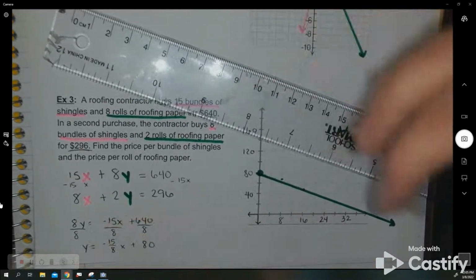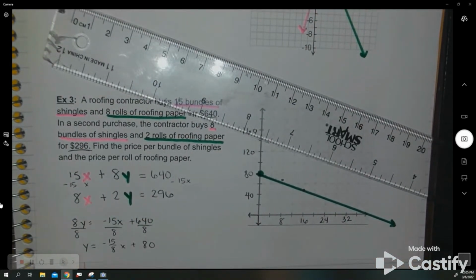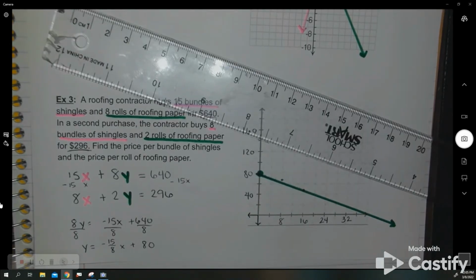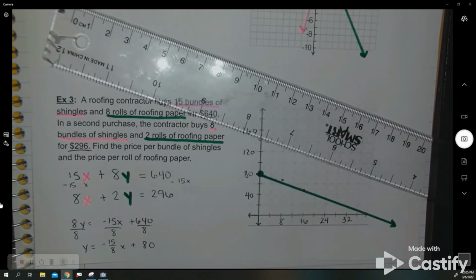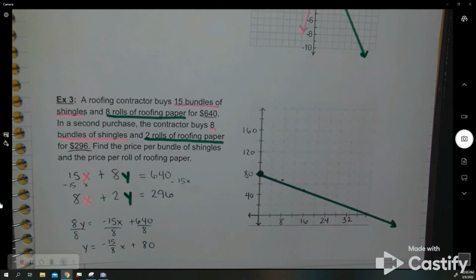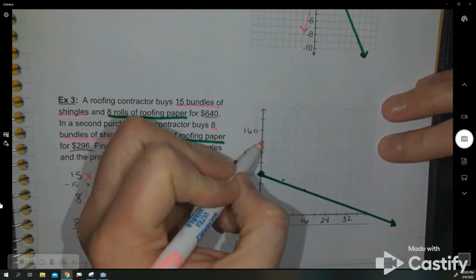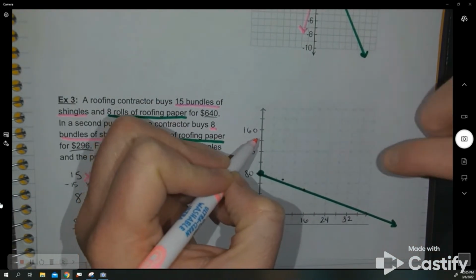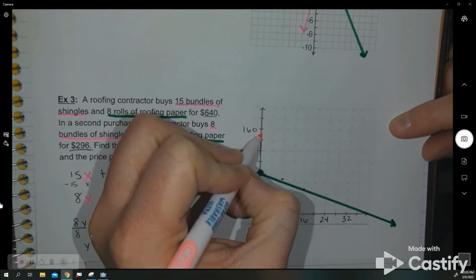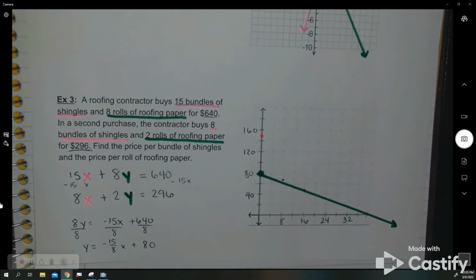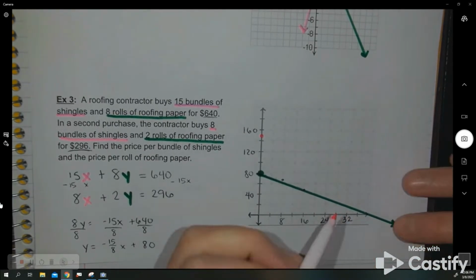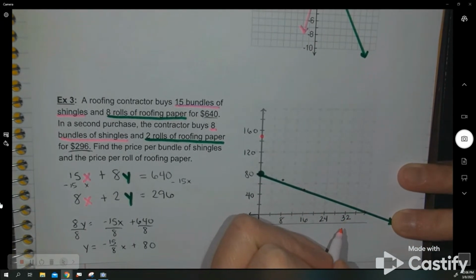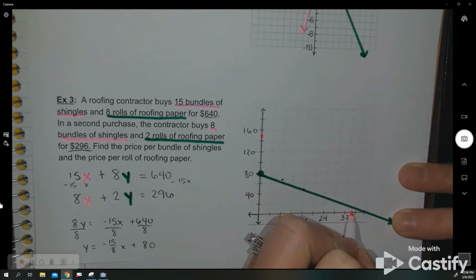There we go. And then for my second one, if I want to find my y-intercept, 296 divided by 2 is going to give us 148. So we've got 140 right here, and we're going to have to estimate a little bit. 150 would be exactly halfway, so let's go just slightly under halfway between those two lines. And then our x-intercept is going to be 296 divided by 8, which gives us 37. So if this is 40 right here, we have to get close. Halfway between 32 and 40 would be about 36. We're a little over halfway this time.